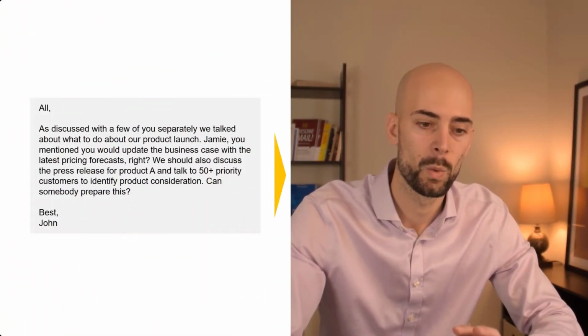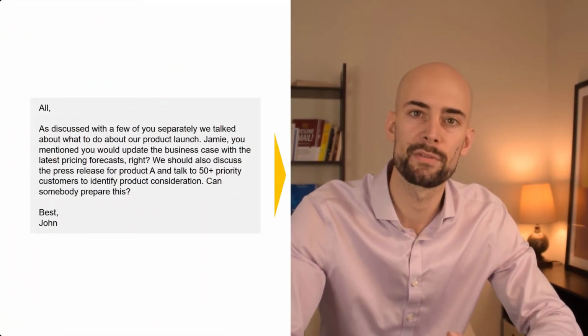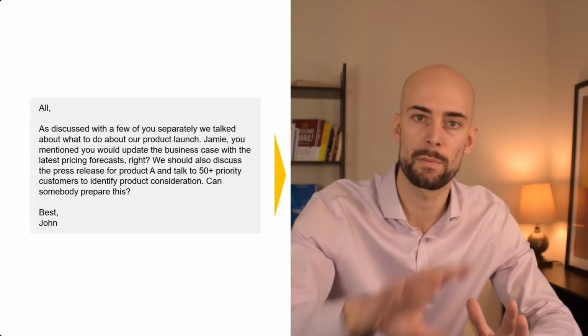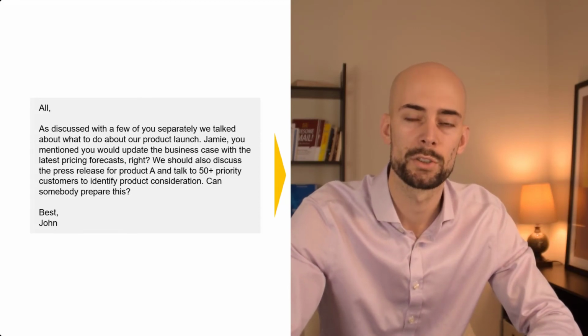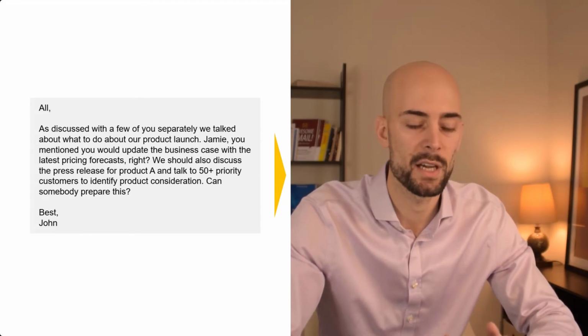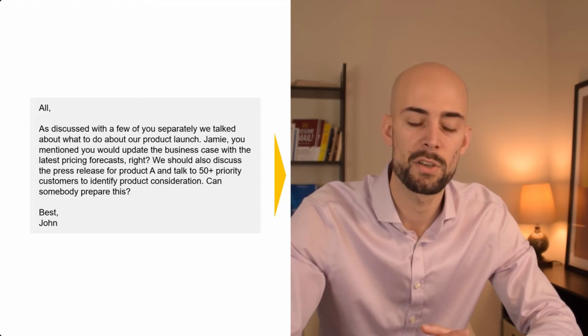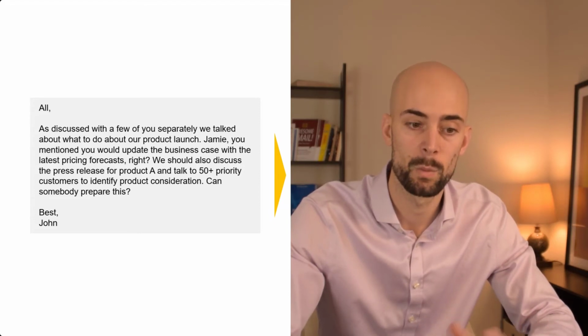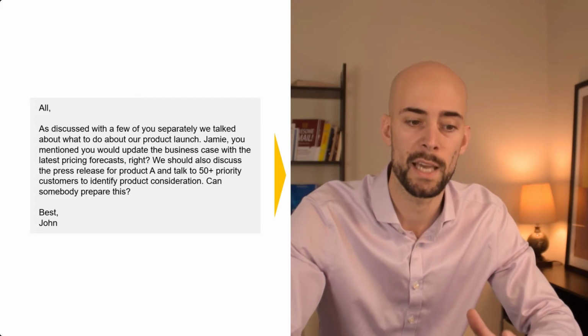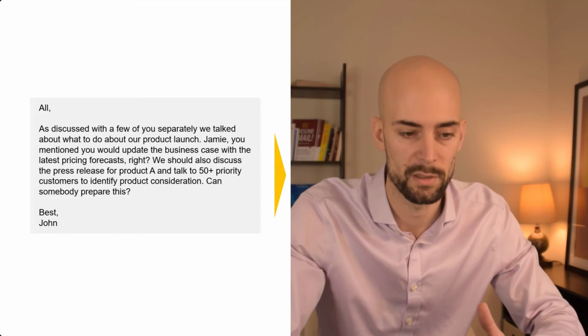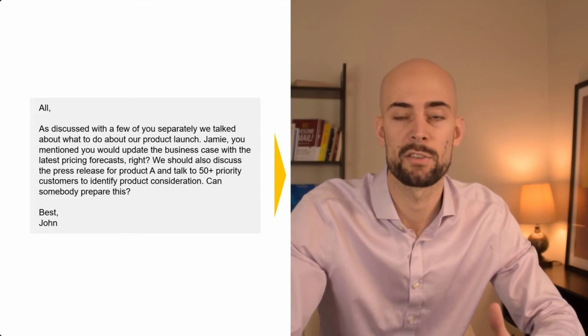And so in this exercise here on the left-hand side, we have a text and the goal is to improve this meeting invite. Think of it in the meeting invite, in the bottom, in the description area, what you would put in there. So the context is, as discussed with a few of you separately, we talked about what to do about our product launch. Jamie, you mentioned you would update the business case with the latest pricing forecasts, right? We should also discuss the press release for product A and talk to 50 plus priority customers to identify product consideration. Can somebody prepare this best, John?